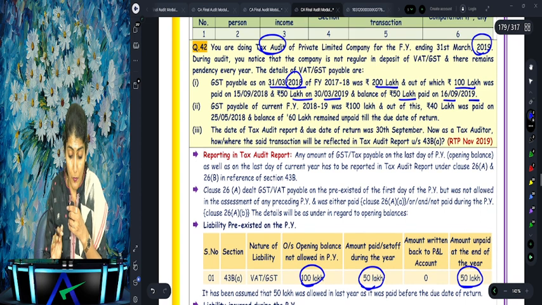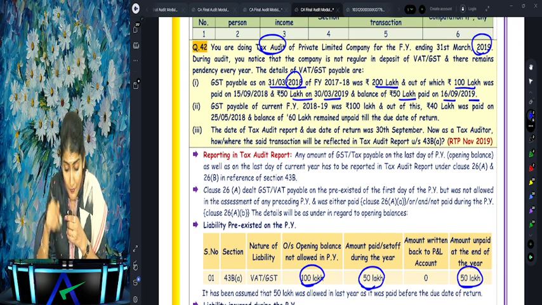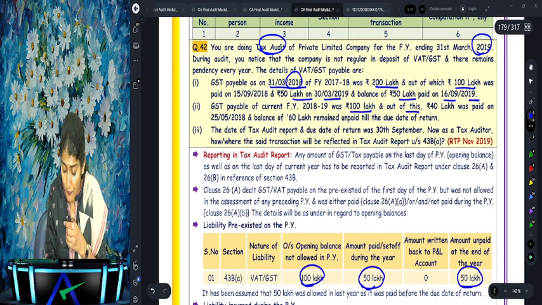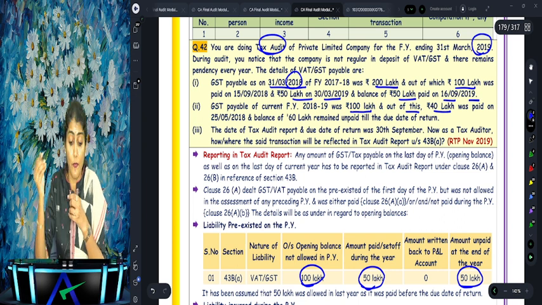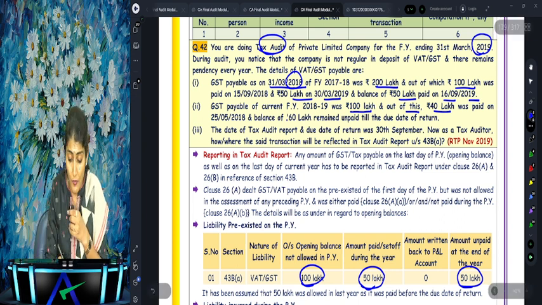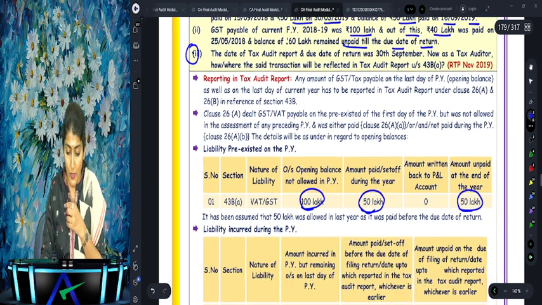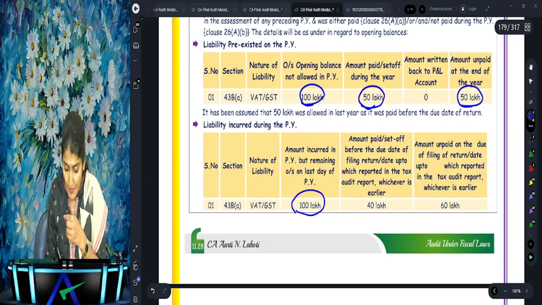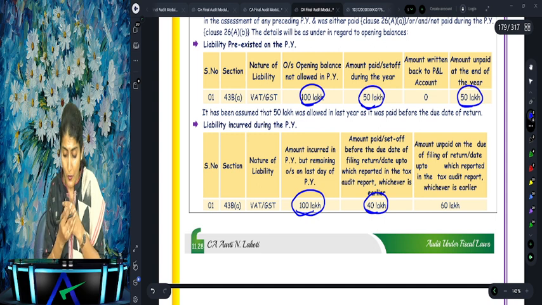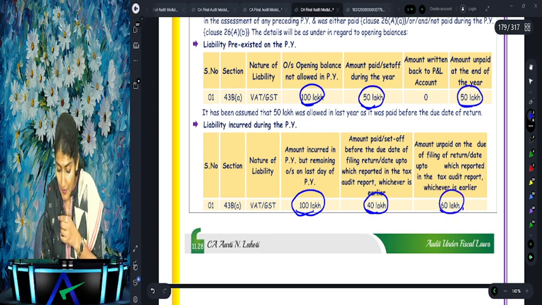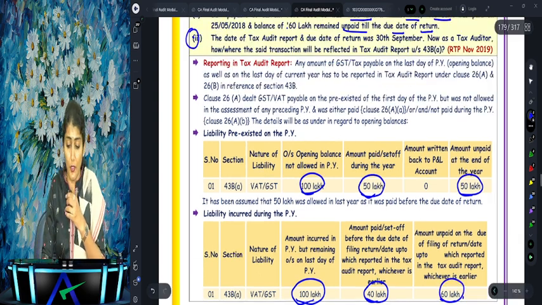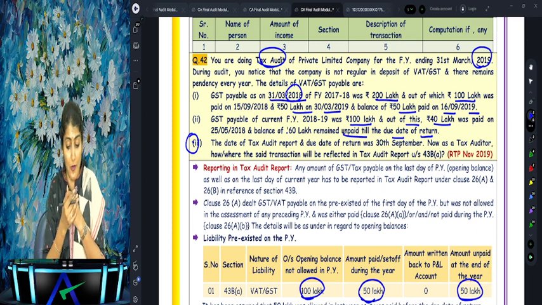50 lakh. Second one, GST payable for the current financial year was 100 lakh, out of which 40 lakh was paid on 25th of May 2018 and the balance of 60 lakh remained unpaid till the due date of the return. So again, what does it say? Total how much is it? 100 lakh. How much has been paid before the due date? 40 lakh. And what is unpaid up to the due date, which is not paid within the due date, is the 60 lakh. Are you able to follow that?